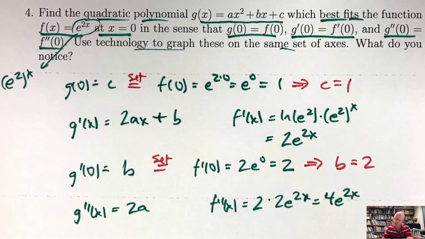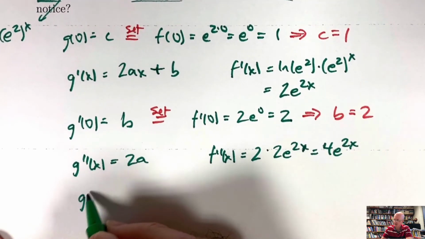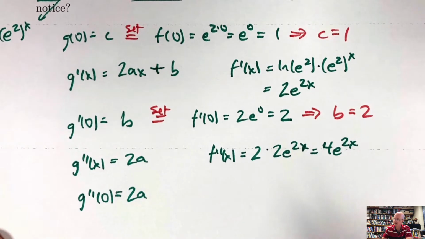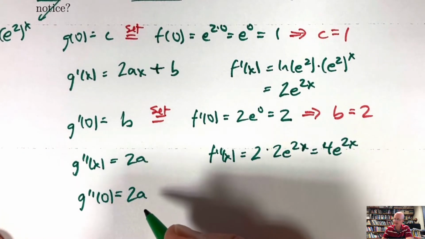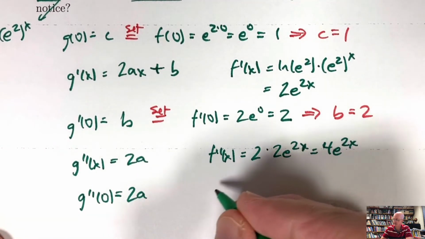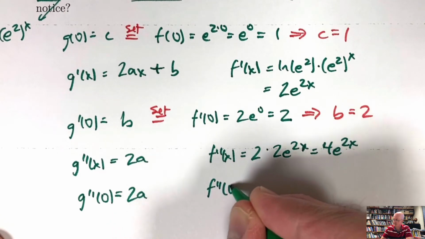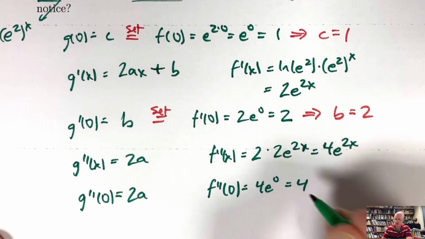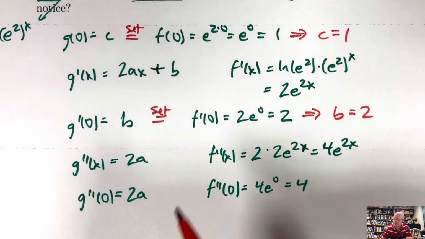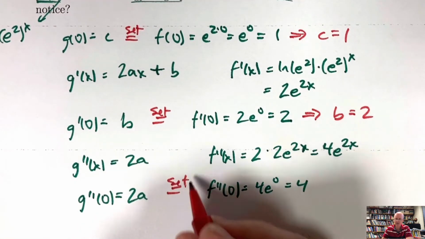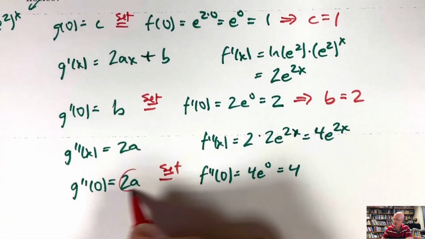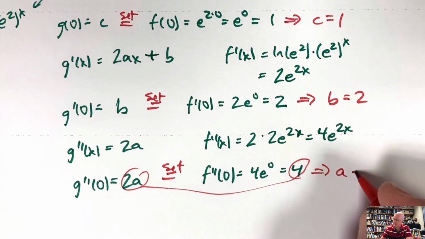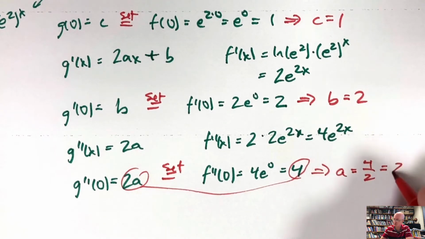And then we want to plug in 0 again. G double prime of 0 is 2a. You don't see any x's there. That's a constant. It equals 2a no matter what x is, but in particular when x equals 0. F double prime of 0, looking at this formula, is 4 times e to the 0, which is 4. We are setting these two things equal to each other. And we have to do a tiny bit of work here. We're saying 2a equals 4. We do have to divide by 2 to say a is 4 over 2, which is 2.